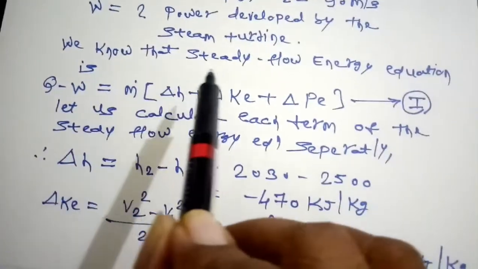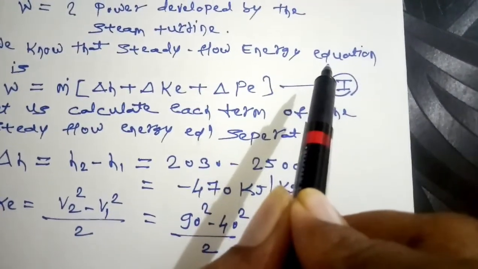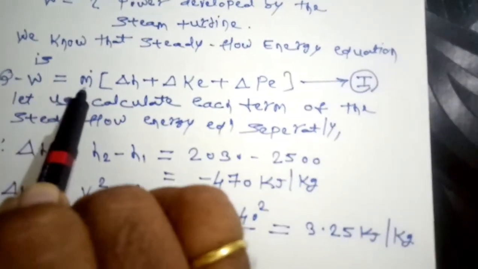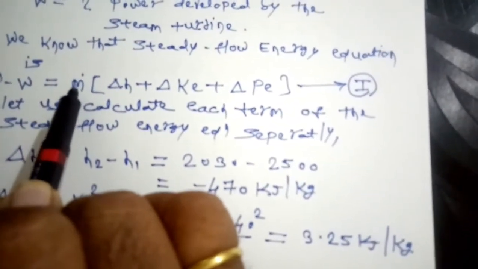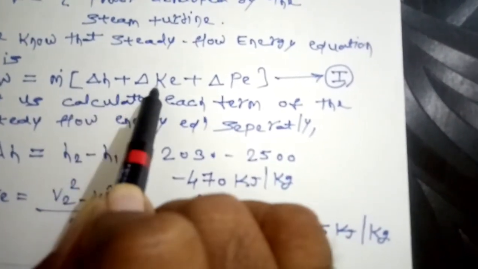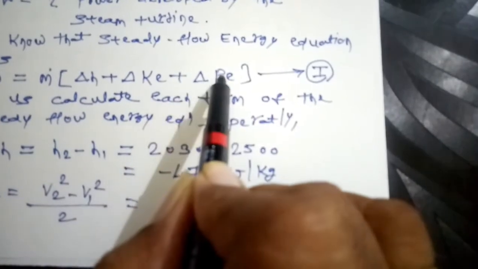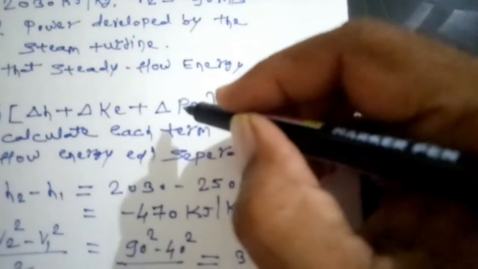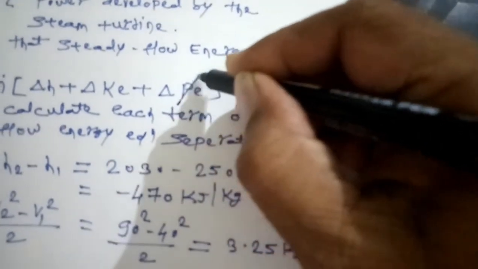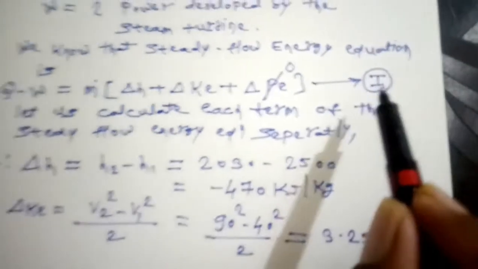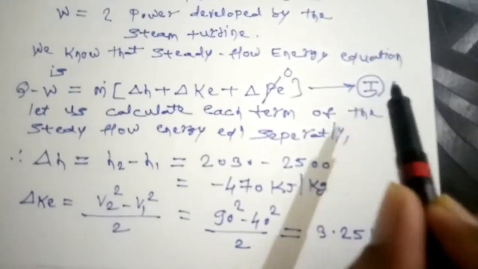So we know that steady flow energy equation is Q minus W is equal to m, the mass flow rate, in bracket delta H plus delta KE plus delta PE. So in the problem it is mentioned that we have to neglect the potential energy. So this term is going to become 0. So let us say this is our equation number 1.